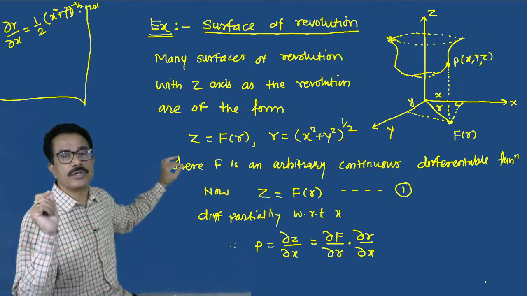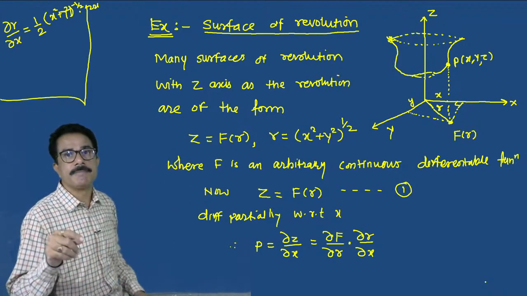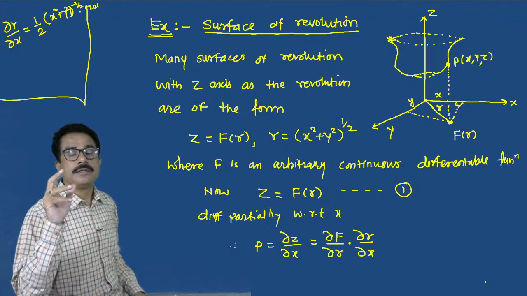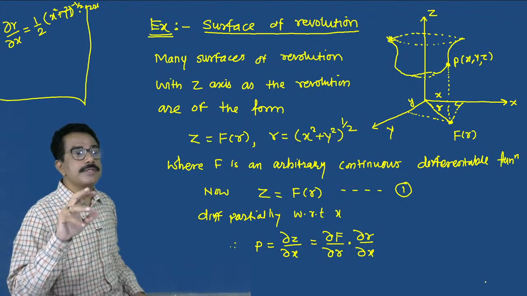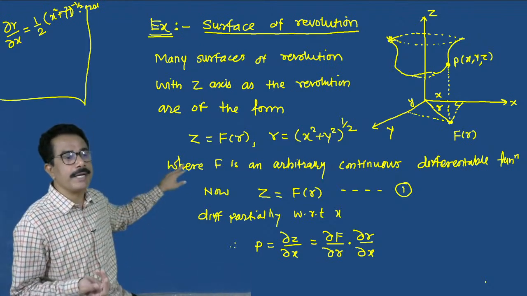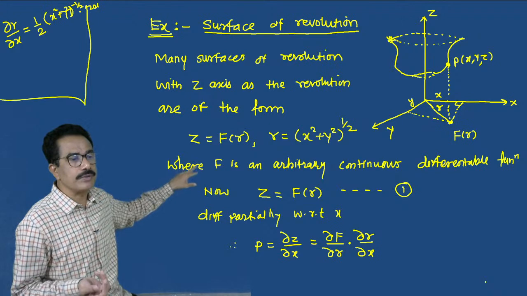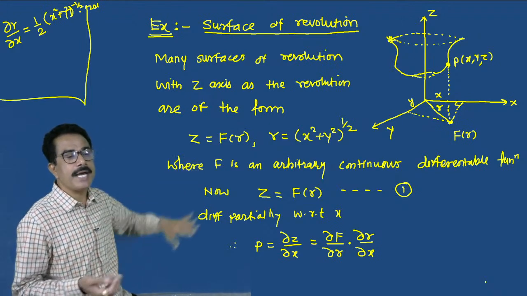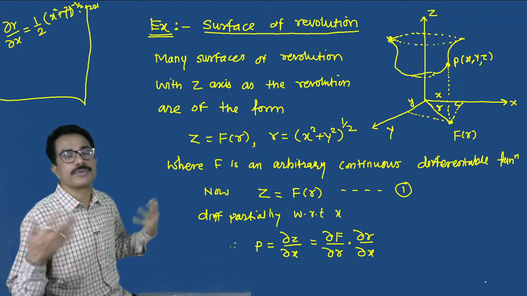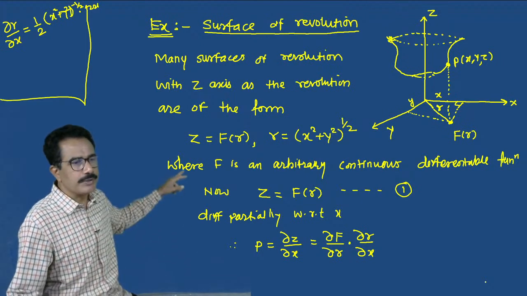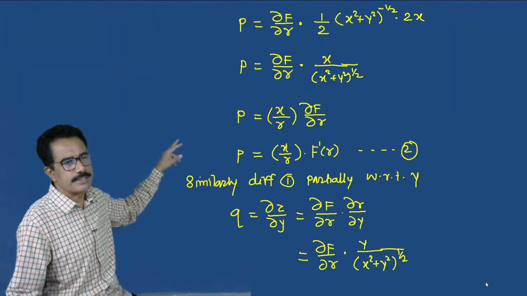Find the first order partial differential equation for the surface of revolution given by the curve z is equals to f of r, comma r is equals to (x square plus y square) bracket raised to 1 by 2. So this is the complete solution for this.